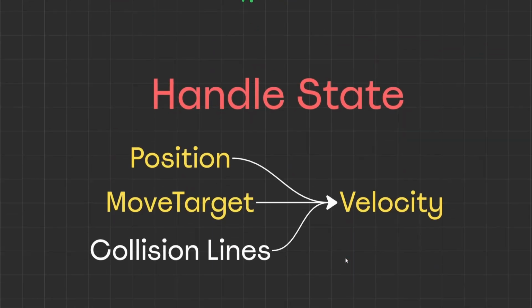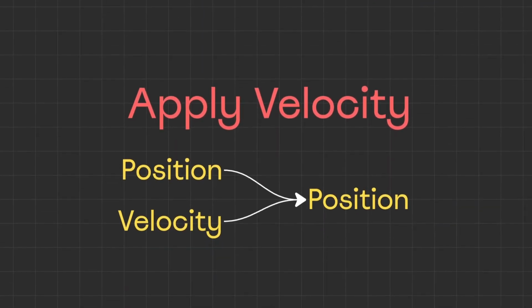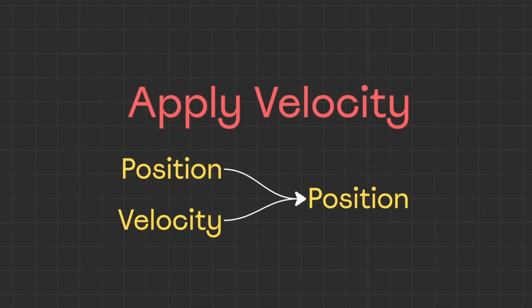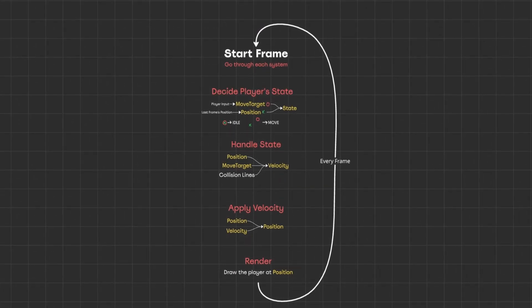So our next system is actually handling that state. So this is just for the move state. We'll take in the position, move target, and collision lines, and use the exact same script that we used in our initial prototype to determine the velocity. So with that new velocity, we can apply that to our position. And last of all, we'll render the player at their new position. So we'll be using all these systems for each frame, and the key takeaway is that everything is very deterministic. So with the same move target and position, the game server will actually calculate all the other components based on those initial values.